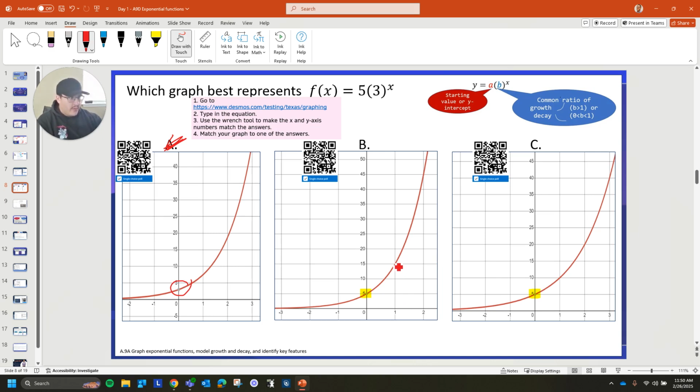And I see a couple here. I see, for letter B, 1 comma 15 as one of those points, and I see another nice point for letter C at 1 comma 10. So there's a difference between those two. Let's see which one has that point in common.